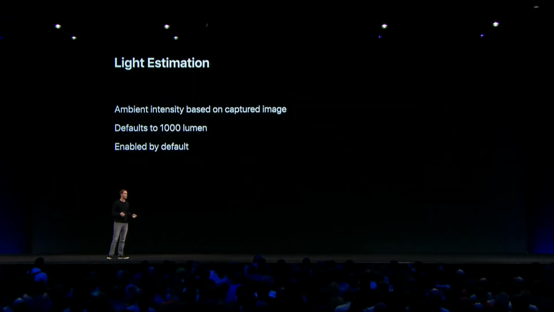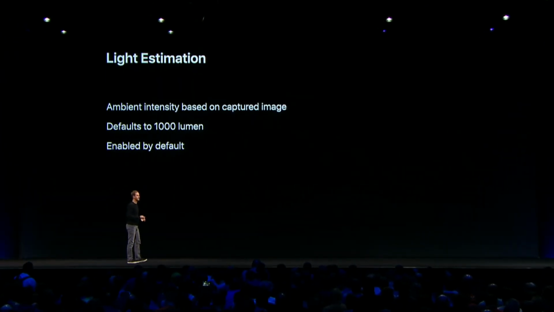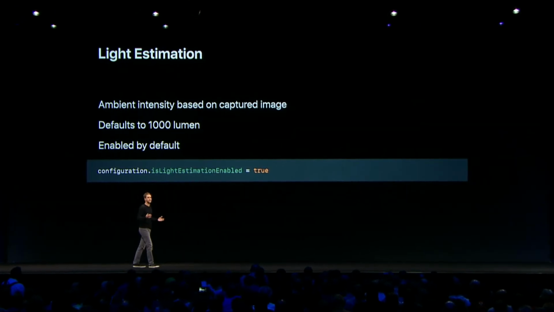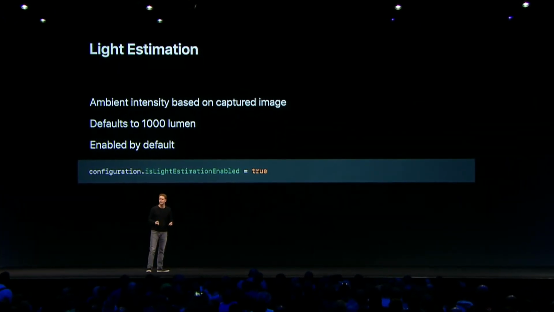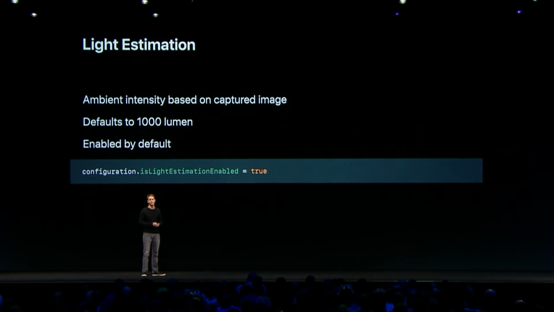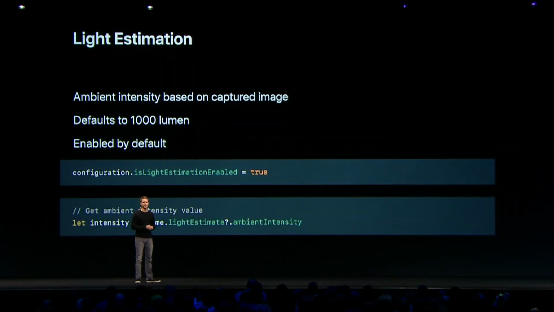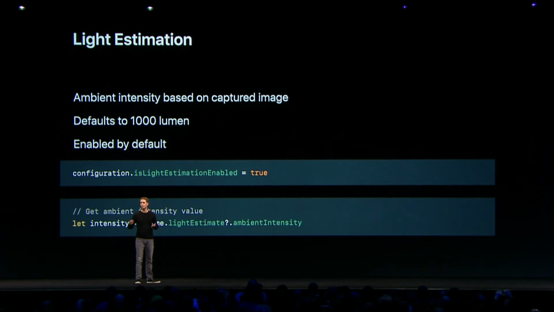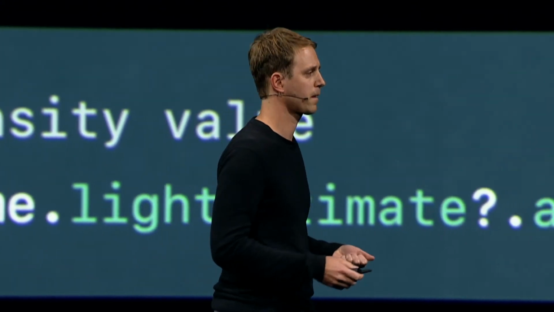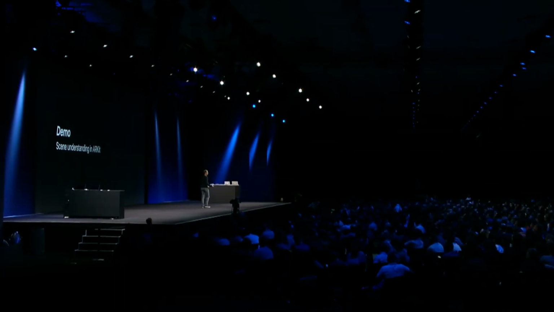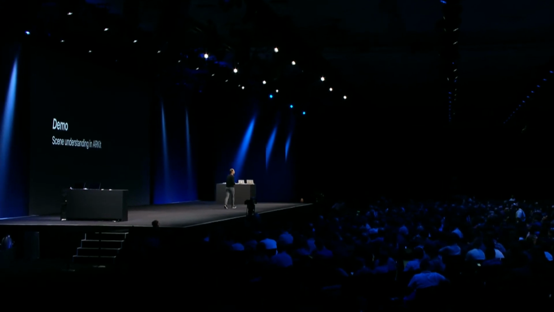Light estimation is enabled by default, and you can configure this by setting the isLightEstimationEnabled property on an AR session configuration. The results of light estimation are provided to you in the light estimate property on the AR frame as its ambient intensity value. So with that, let's dive into a demo and look at how we're using scene understanding with ARKit.